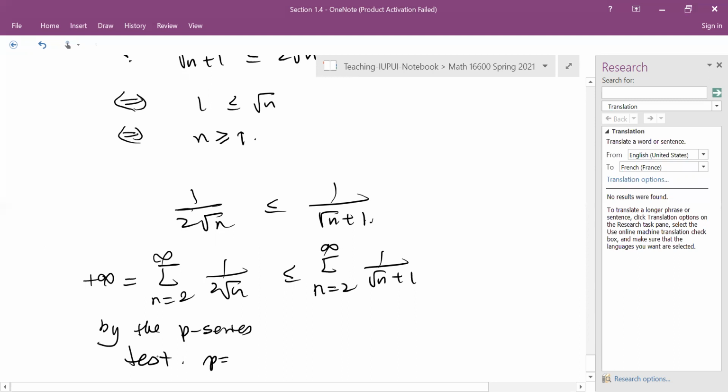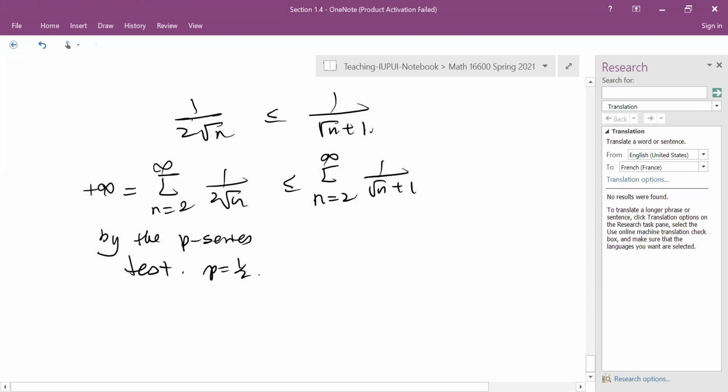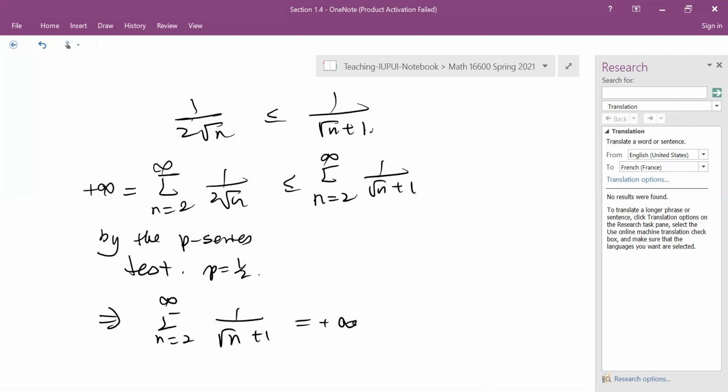Okay, p is going to be 1/2. It's just every time multiplied by 2, that 1/2 is okay, right? So this implies the sum on the right hand side is going to be infinity, okay? Is there any other method we can solve this problem? At this moment, I don't have any better method.